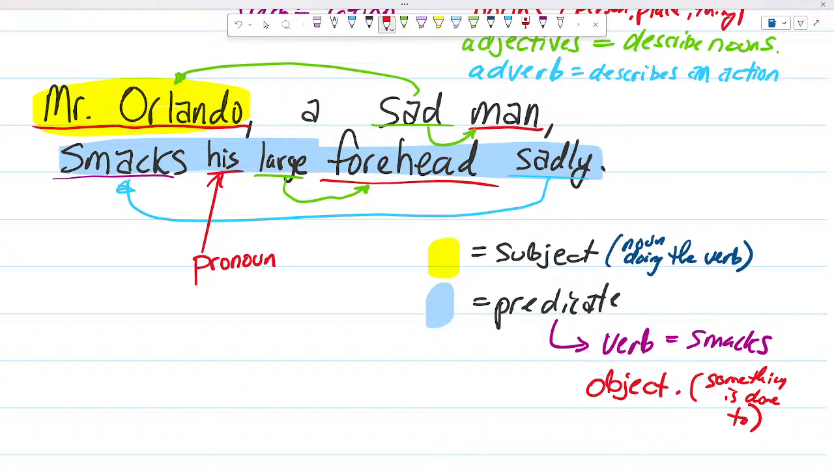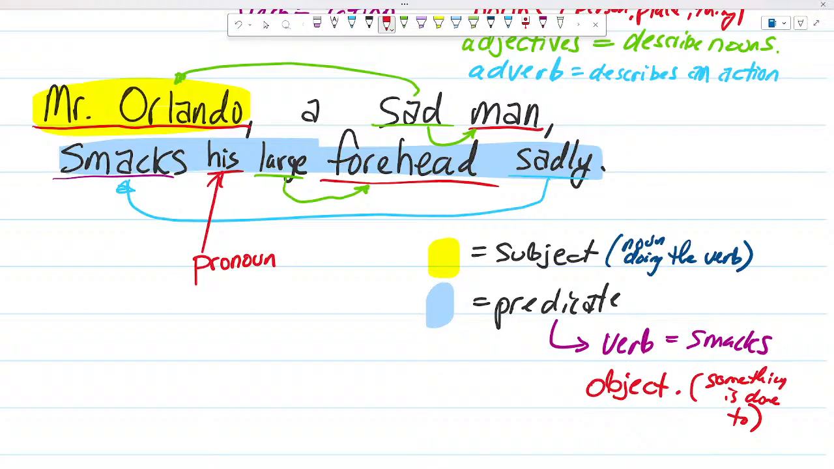Subject and object. Some verbs don't need an object. Mr. Orlando ran. No object needed. Mr. Orlando cried. No object needed. Mr. Orlando screamed. No object needed. But Mr. Orlando smacked his forehead. Object. Mr. Orlando is the subject. Smacking is the verb. His forehead is the object, because that's a different sentence than Mr. Orlando's forehead smacked him. That doesn't even make sense. Or Mr. Orlando smacked his desk is a very different sentence than Mr. Orlando smacked his forehead. And Mr. Orlando smacked a student would be a very different sentence. You can't say that one. That'd be inappropriate.